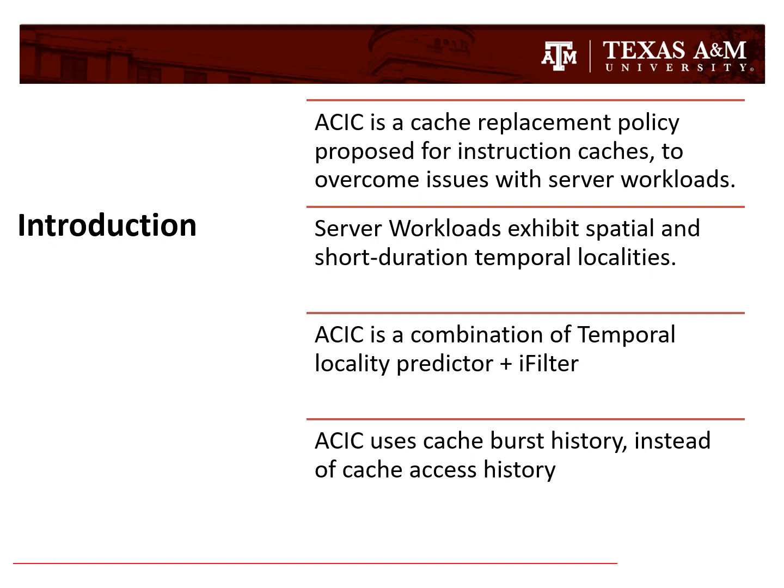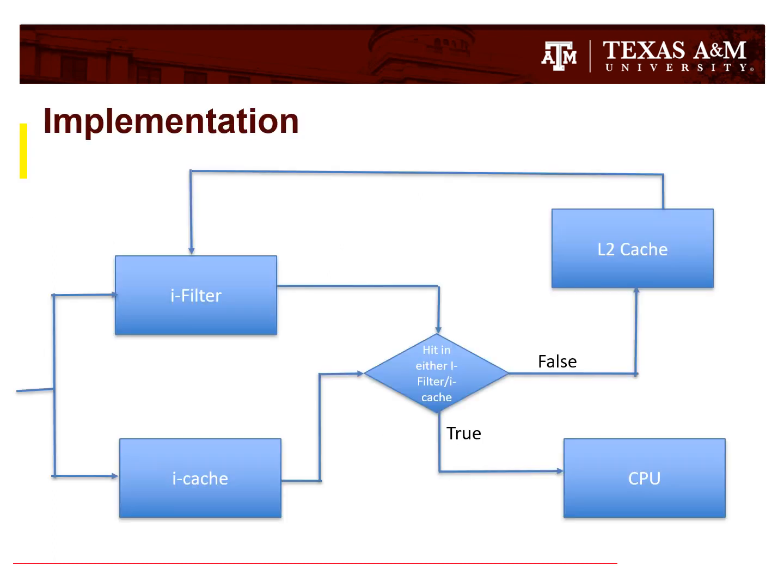Seeing the jargon here, let's delve into the details of the I filter. This is how the hierarchy of the memory system looks with the insertion of the I filter. An I filter is a 16-entry fully associative buffer. When an instruction address arrives, the block is checked in parallel in both the I filter and the I cache. If the block is found in either, it is considered a hit and it is sent to the CPU.